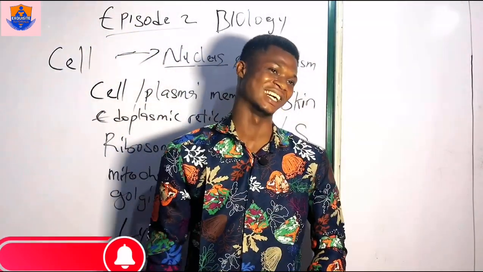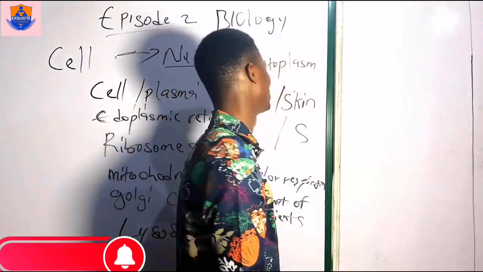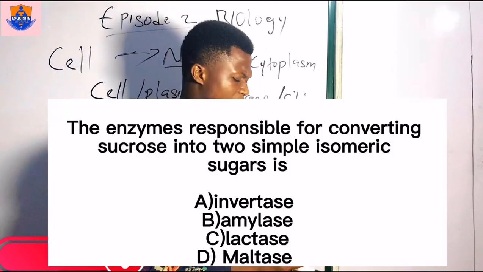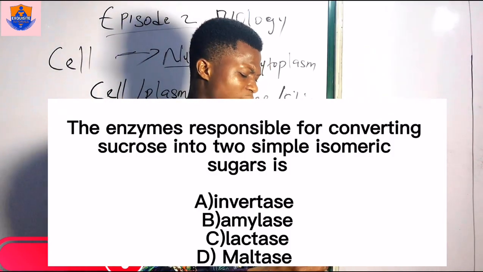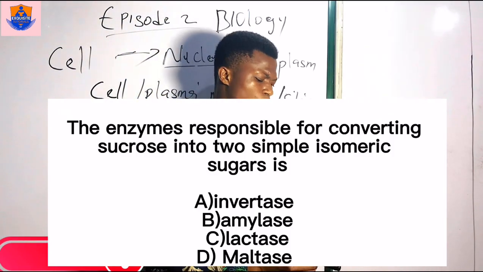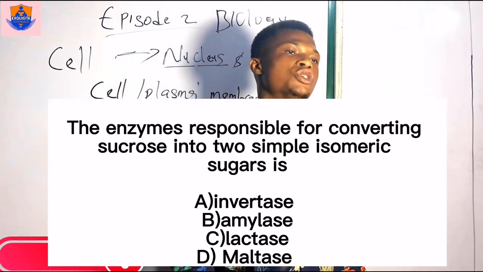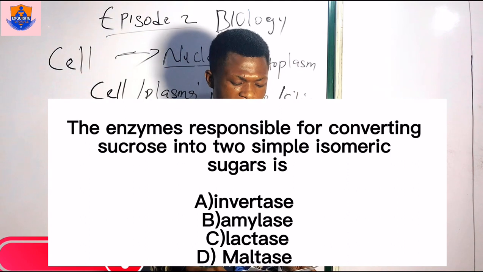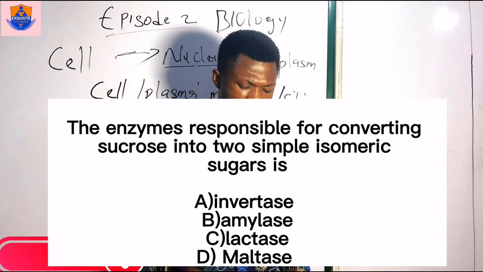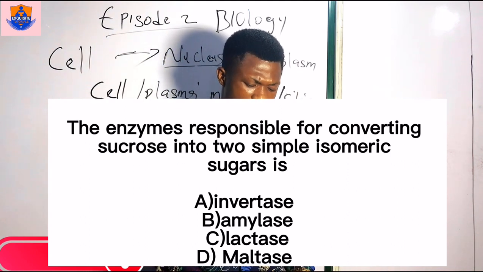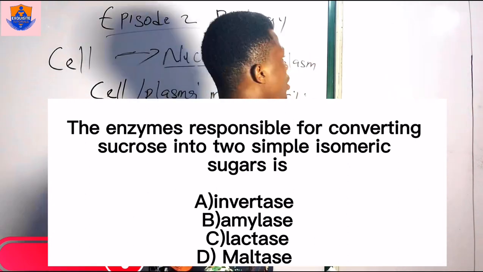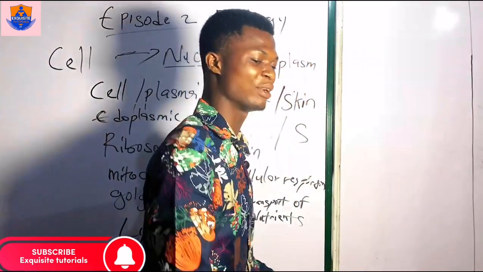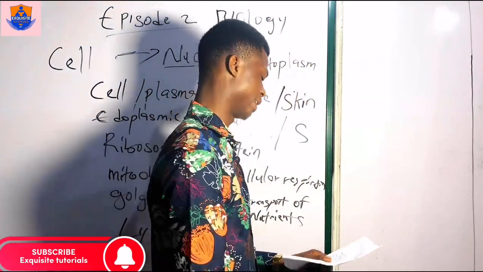What did you choose as your answer? Did you get it right? Now let's proceed. Okay, let's take question number 2. The enzyme responsible for converting sucrose into two simple isomeric sugars is: A, invertase; B, amylase; C, lactase; D, maltase. Okay, you can pause the video and answer the question before I explain.